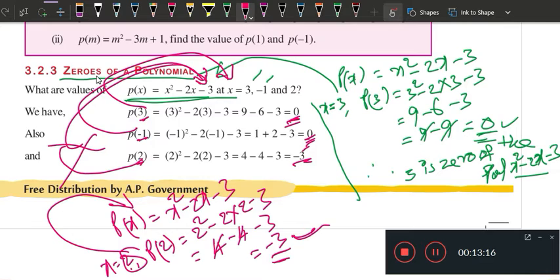Got it, children? I will repeat. If you substitute the value of x and you get 0, then only it is a zero. Otherwise it won't be a zero. Here also we got 0, so minus 1 is a zero of this polynomial. We get minus 3, so 2 is not a zero of this polynomial.